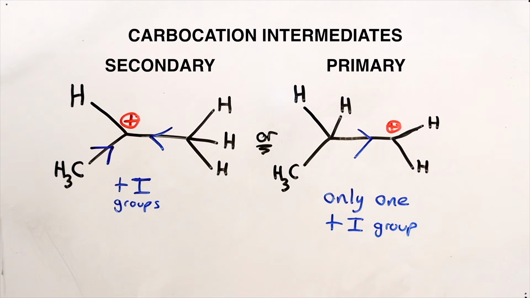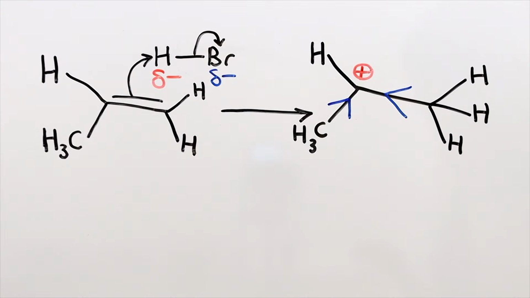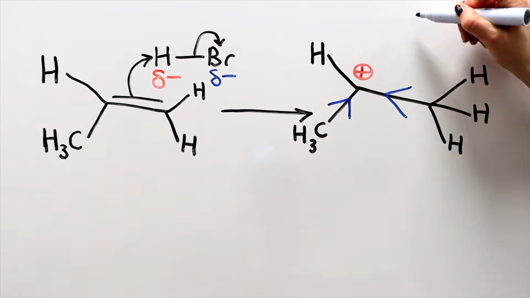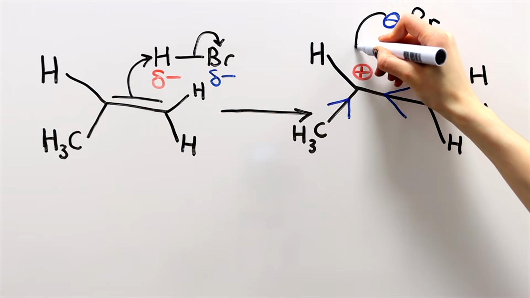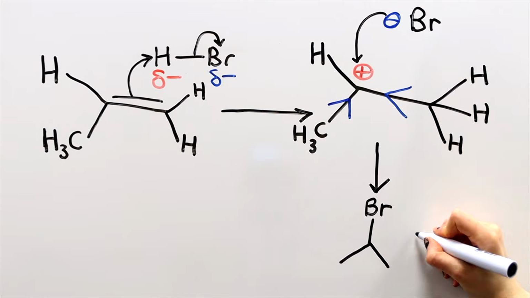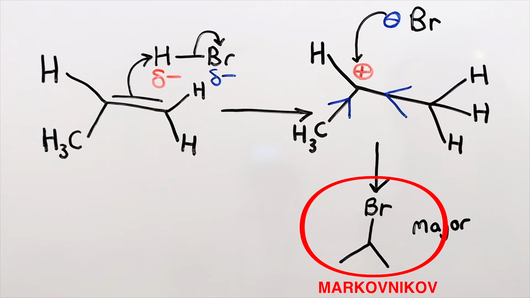The more carbon groups attached, the more stable it'll be. So after the H is added, then the Br adds to the most substituted carbon. This is called Markovnikov's rule. The hydrogen atom always adds to the carbon with more hydrogens.